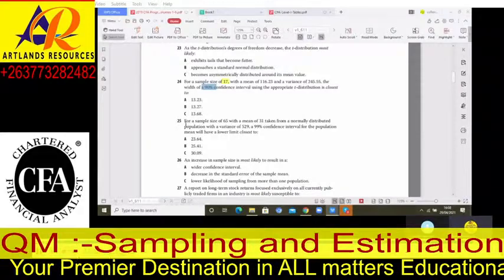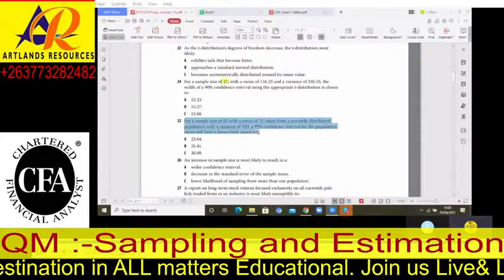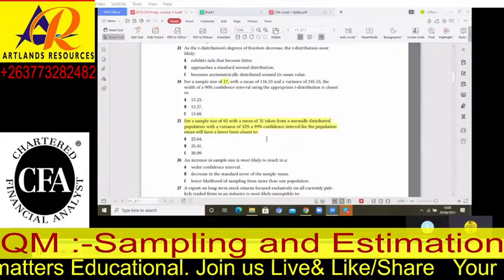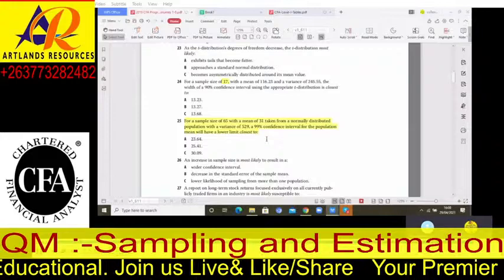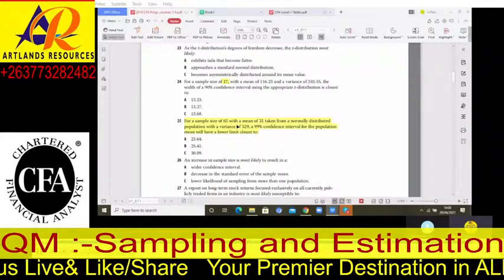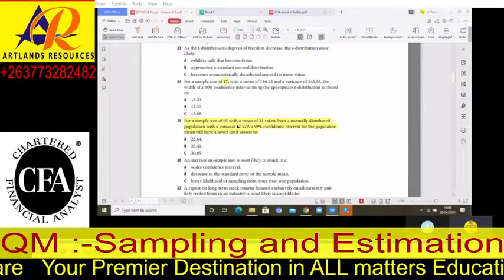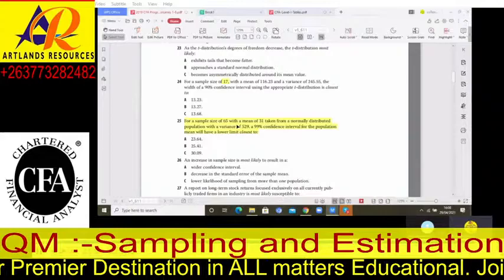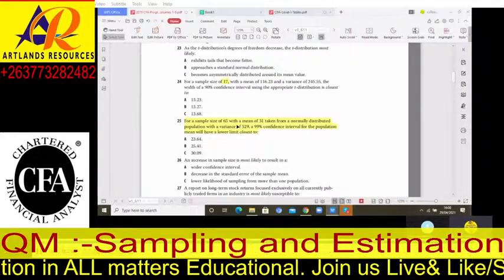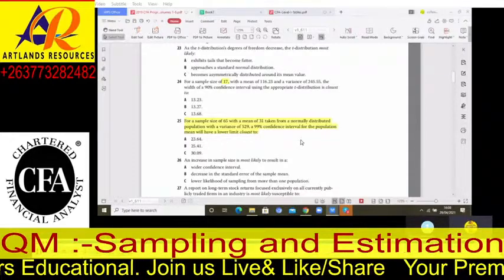If I can ask for this question for you to try doing it. It's important. I will not leave you doing it. You do it whilst we are discussing. It's saying for a sample size of 65, in which case it's greater than 30, so we use the Z tables. For a sample size of 65 with mean 31, normally distributed with a population variance of 529, the 99% confidence interval is closest to.